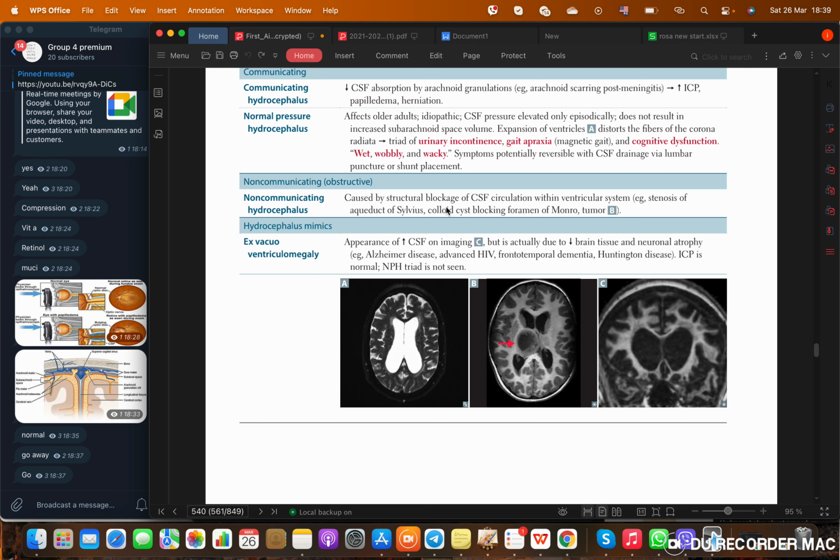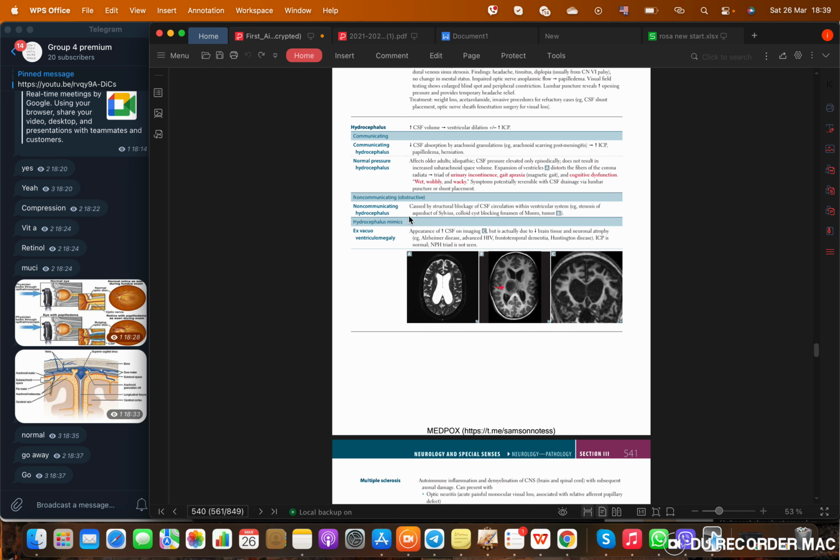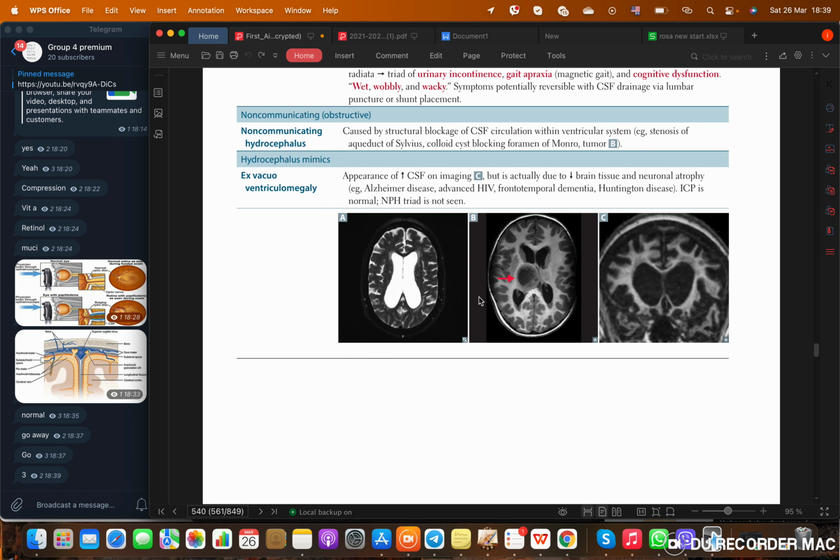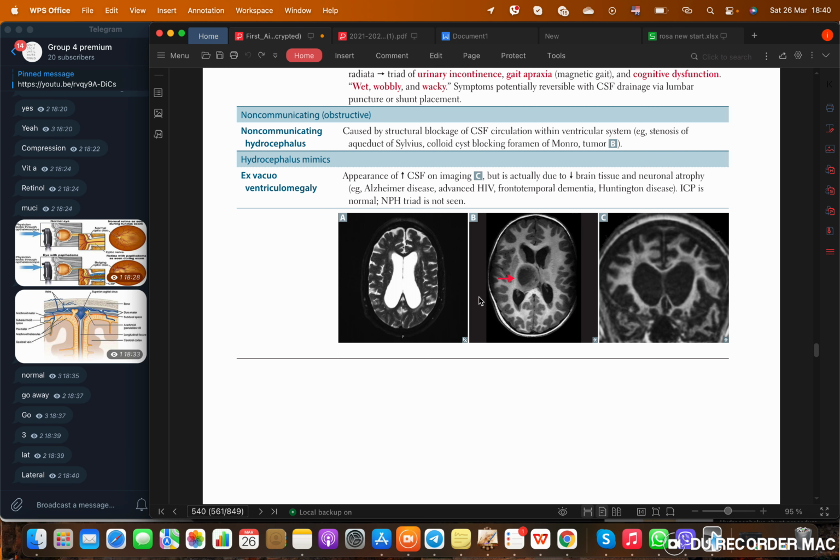Okay, so that's shunt placement. It's one of the successful neurosurgical treatments. Now non-communicating or obstructive type of hydrocephalus. It's non-communicating hydrocephalus caused by a structural blockage of the CSF circulation within the ventricular system. So it's some form of a blockade. It can be, for example, a stenosis of the aqueduct of Sylvius. In that case, what do you think will enlarge? If you block the aqueduct of Sylvius, which ventricles do you think will enlarge? The third one and the lateral one, right? Yeah.